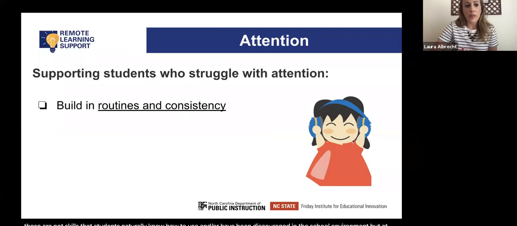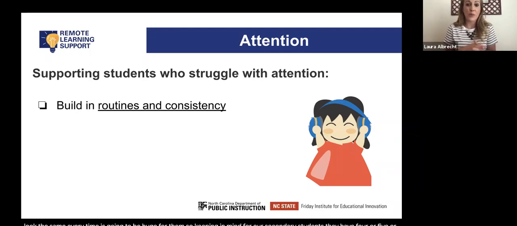So just a couple others, building in routines and consistency. For students who struggle with attention and focus, for them to know that they can find all the information for your class in one location and it's going to look the same every time is going to be huge for them. So keeping in mind for our secondary students, they have 4, 5, or 6 different teachers that may be all using a different system.